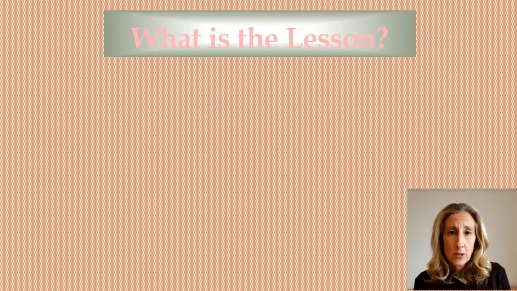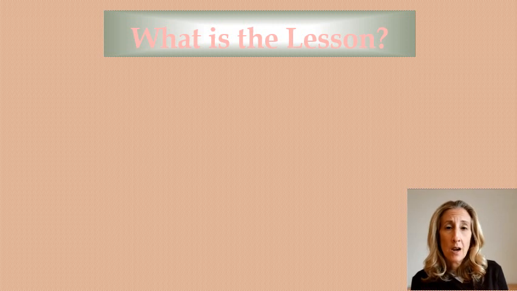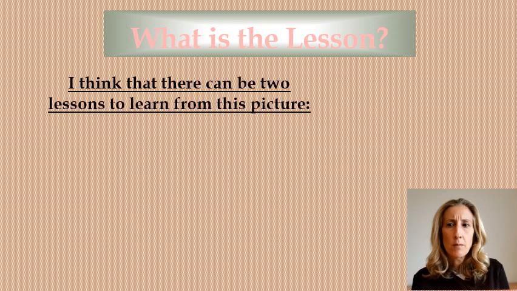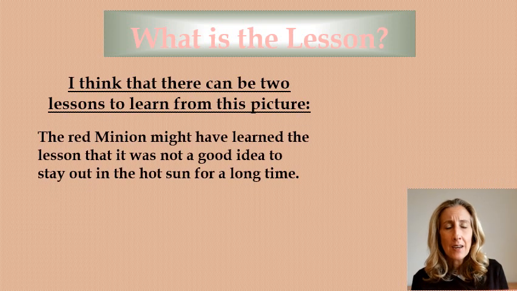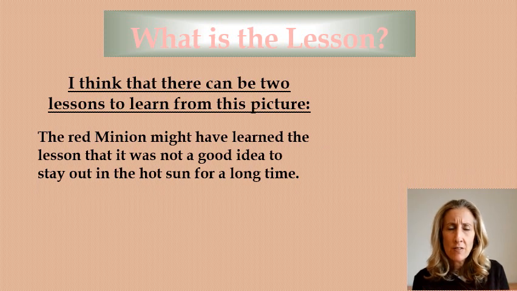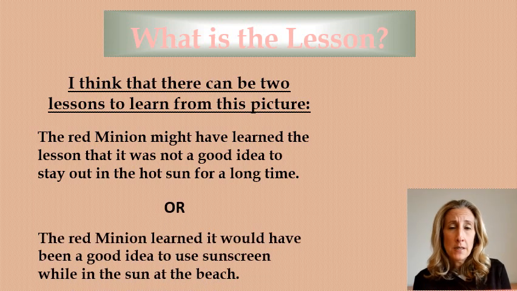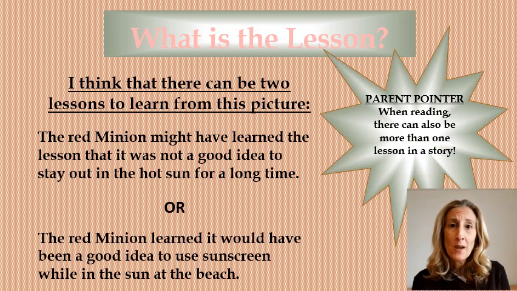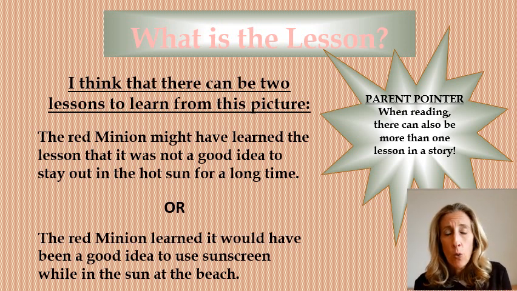So looking at this picture, I think there actually are two lessons that we could learn. The first thing I'm thinking is that the red minion might have learned the lesson that it was not a good idea to stay in that sun for such a long time. Another lesson that that red minion might have learned is that he might have been a little bit better off if he put some sunscreen on when he was at the beach. So, parents, I just want you to remember too that sometimes when children are reading or you're reading to them and they talk about the lesson, there could be more than one.